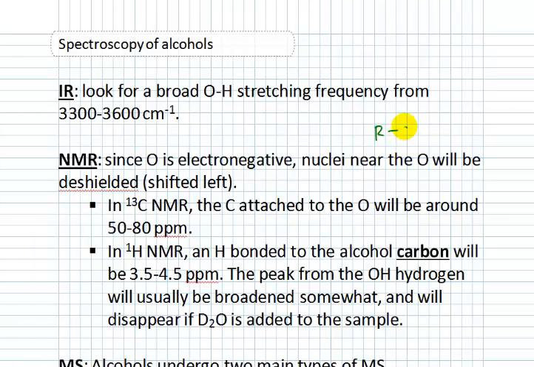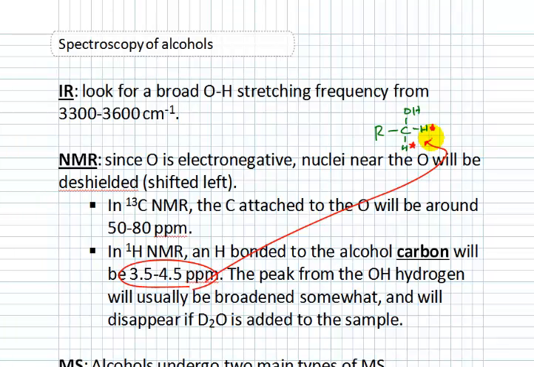So what I'm talking about is one of these guys, right? The H's bonded to the C that has the OH. Okay? Those will be 3.5 to 4.5.